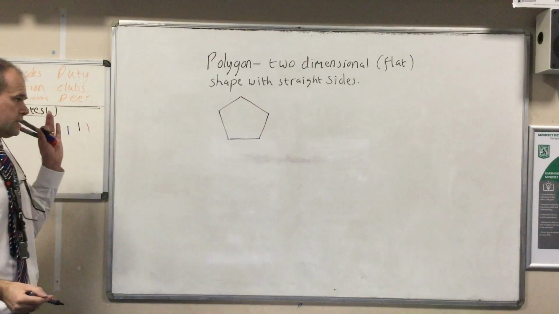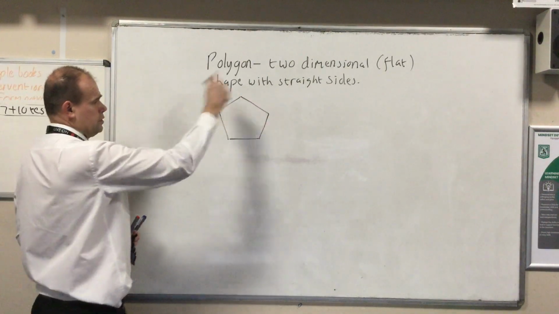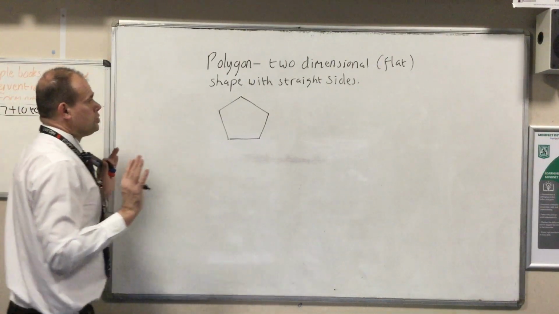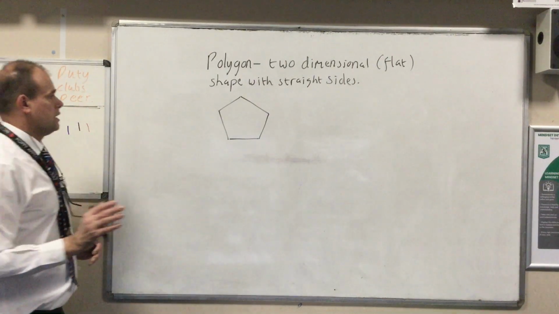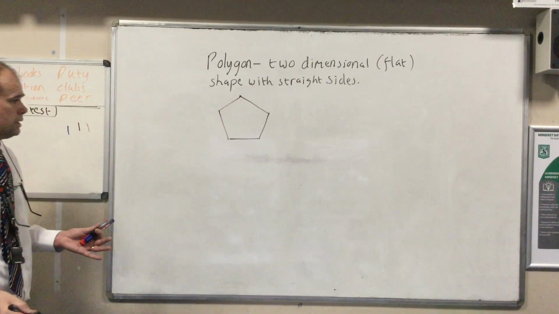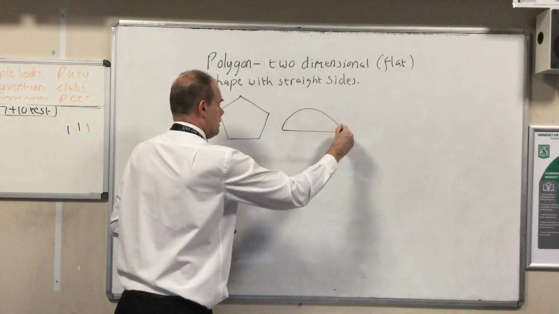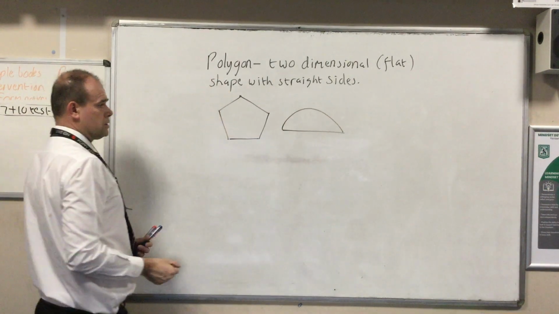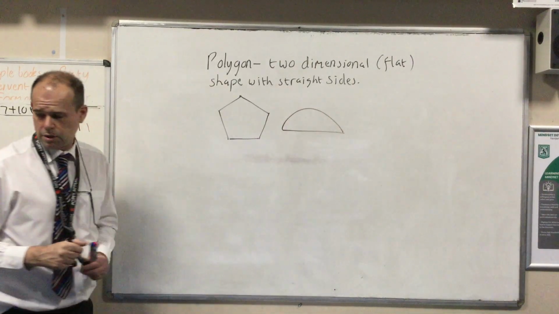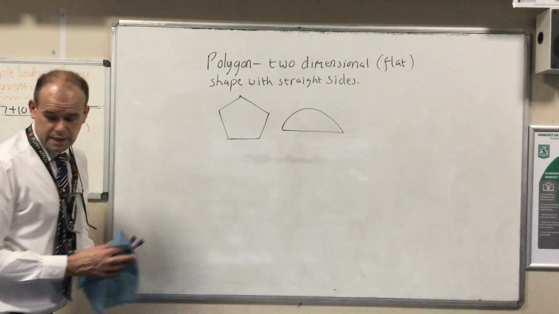It doesn't matter what it is. It doesn't matter if it's regular, means all the sides are equal, or irregular. It's just a polygon. A polygon is generally just any two-dimensional flat shape with straight sides, and they must join up to the corners. Another word for corners is vertices, and that is a polygon. If I draw a half a circle, which is a semicircle, even though it's joining up, because it's got a curved part to it, that is not a polygon. Remember, a polygon is a two-dimensional shape with straight sides.